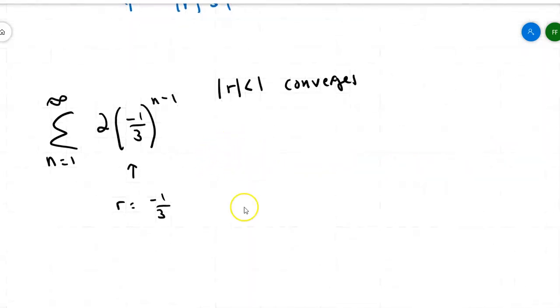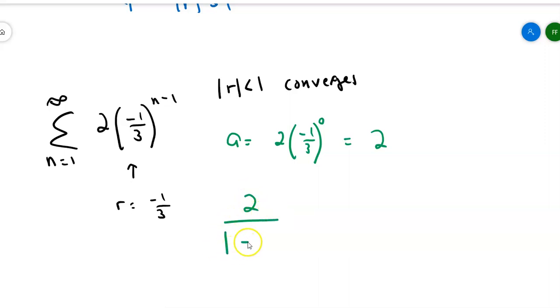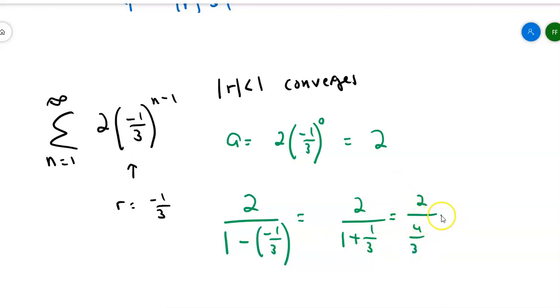So what's the first term? Let's take a look at that. The first term is going to be 2 times negative 1/3 to the 1 minus 1 power, or the 0 power. So the first term is 2, and the constant ratio is negative 1/3. So a over 1 minus r gives me 2 over 1 minus a negative 1/3, which is 2 over 1 plus 1/3. All right, so if I have 3/3, and I add another 1/3, I get 4/3. Ooh, invert and multiply. 2 times 3/4 gives me 6/4, which is 3/2.